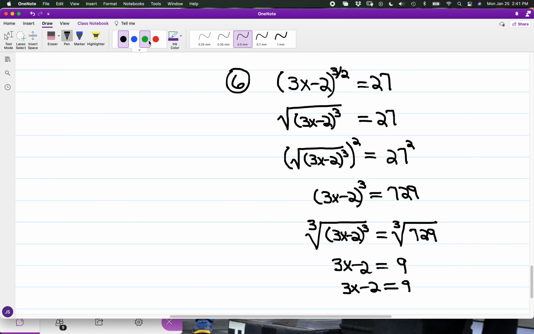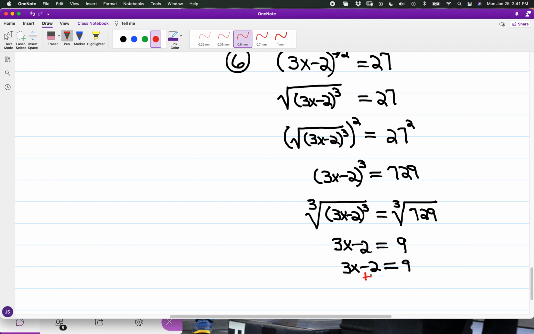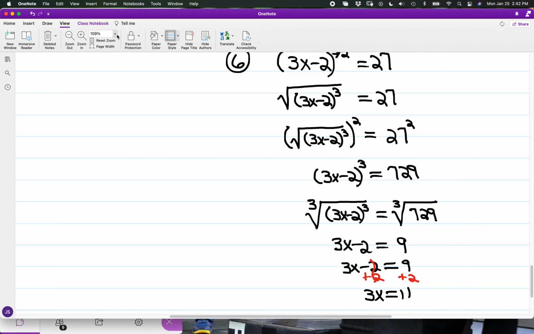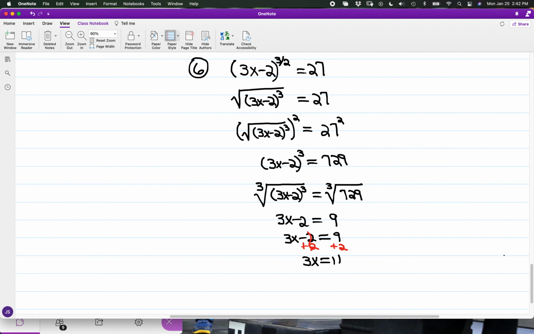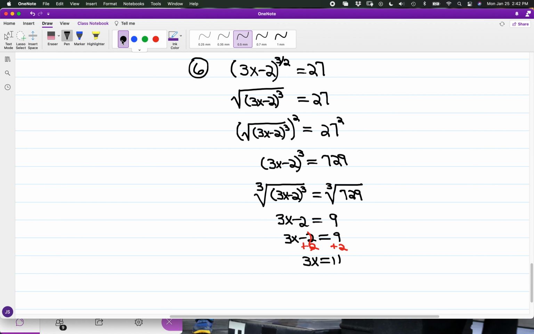Okay, so if I add 2 to both sides, we have that 3x is equal to 11. And we have division by 3. It's going to result that the value we have for x is going to be a non-integer, where we have 11/3.